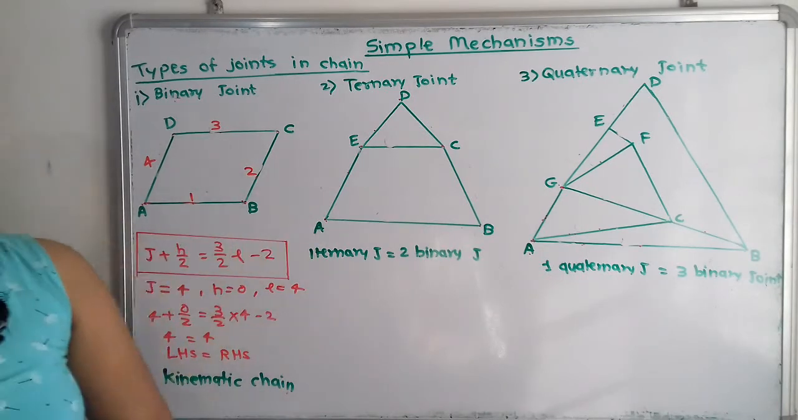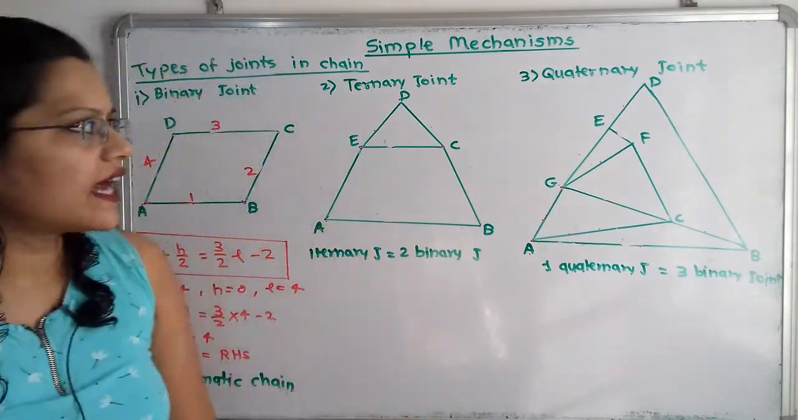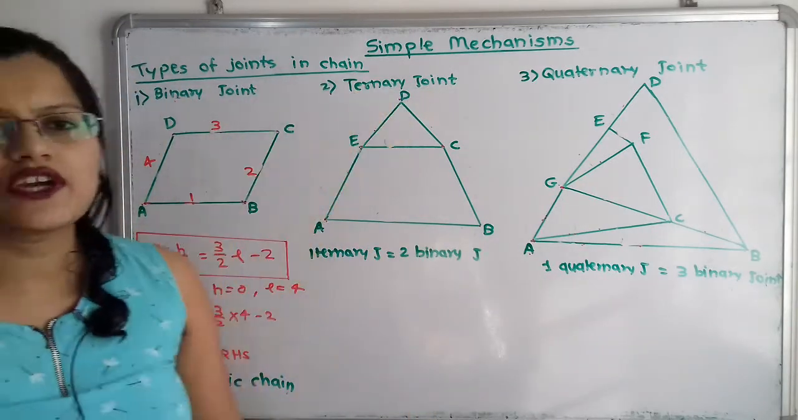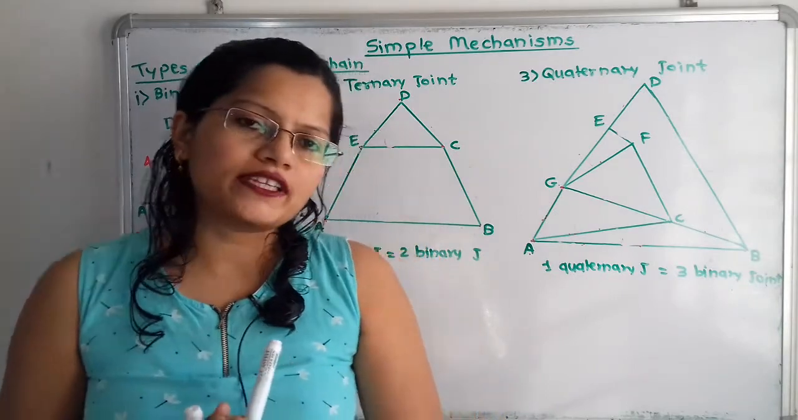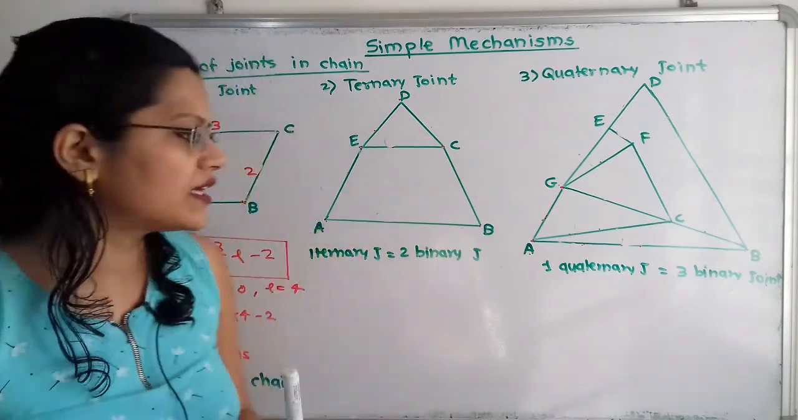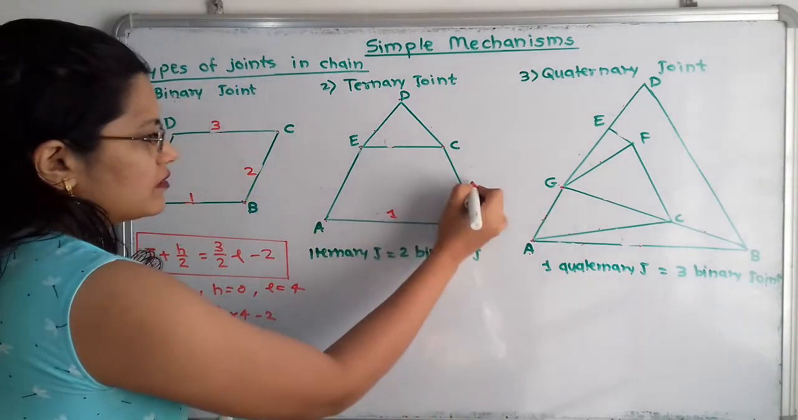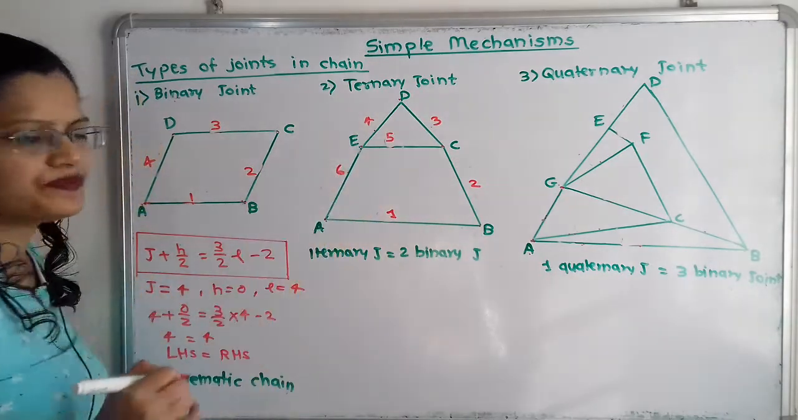Now we will move to the second mechanism. Now in this there are ternary joints. So what is the meaning of ternary joints? When 3 links are connected at a point, then it is called a ternary joint. So first we will give numbers to the links: 1, 2, 3, 4, 5 and 6.